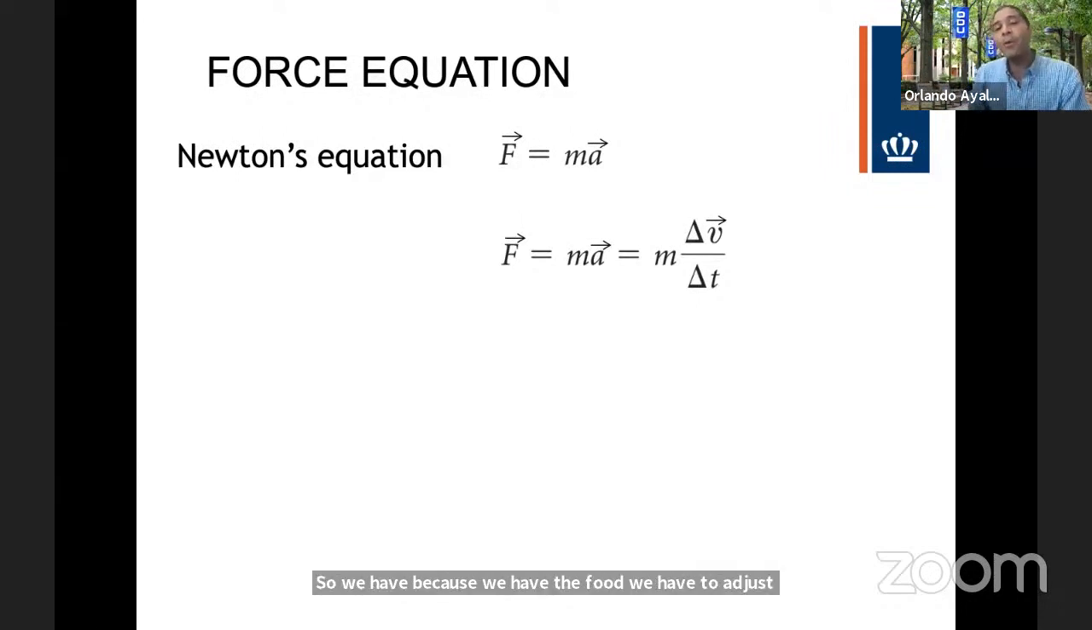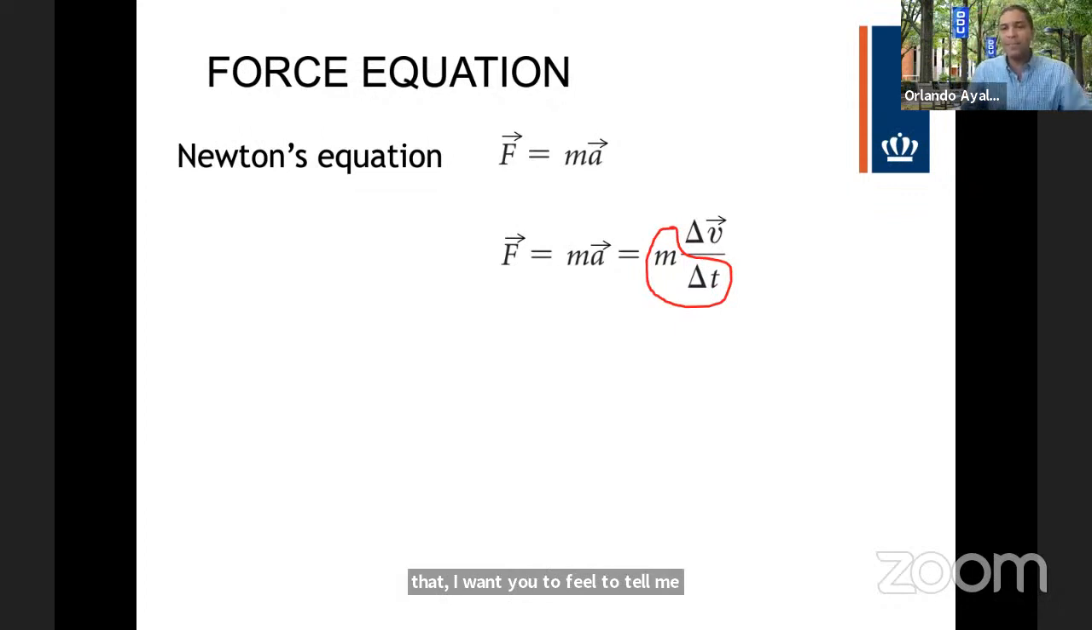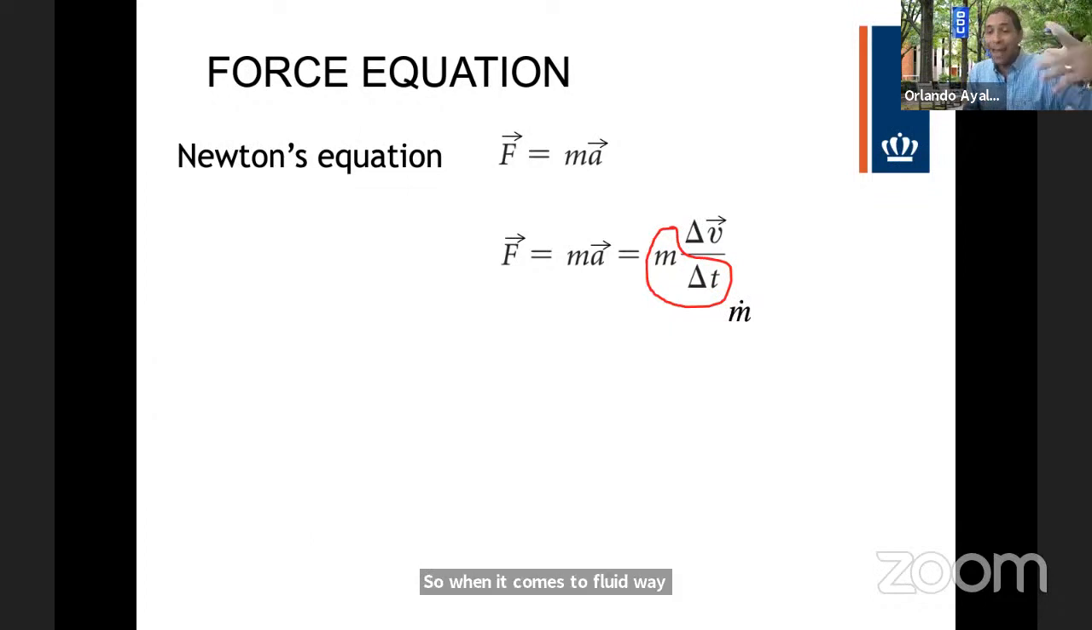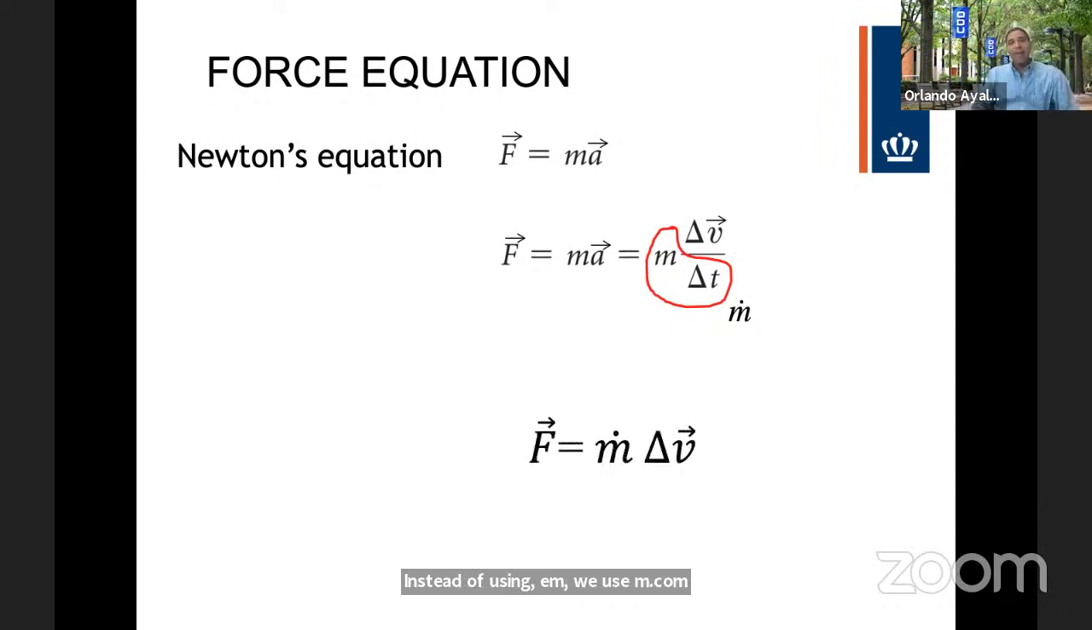And with that, I want you to tell me, what is mass over time? What is mass divided by delta T? Well, that's one of the equations I told you to write down. That's mass flow rate. So when it comes to fluid, where the mass m is not constant but rather changing, instead of using m, we use m dot. And that's the equation we're going to be using today. That's the equation we use to design turbines, pumps, pinwheels, fans, and so on.